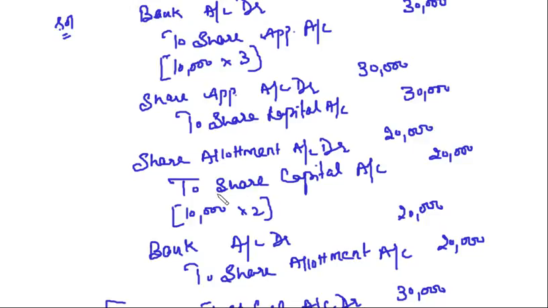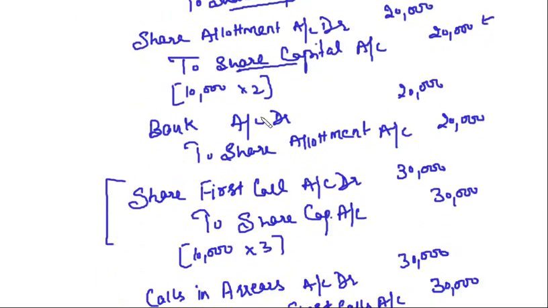You treated this amount as your share capital. See, you transferred share application to share capital. Here, share allotment to share capital. So that means your share capital is appearing in the books at 30 plus 20, 50,000. 50,000 rupees you have received in your pocket, and you have treated those 50,000 rupees as your share capital. But now that you are cancelling the subscription, you will cancel this share capital.